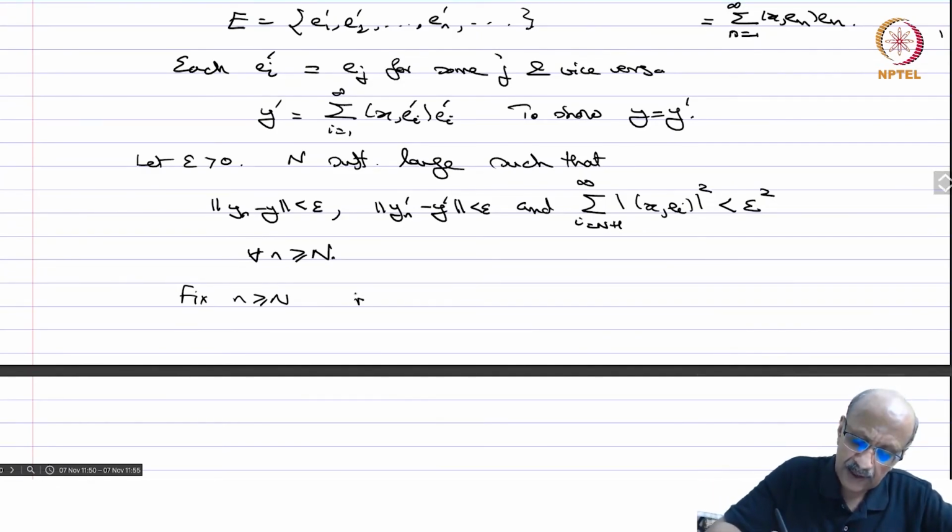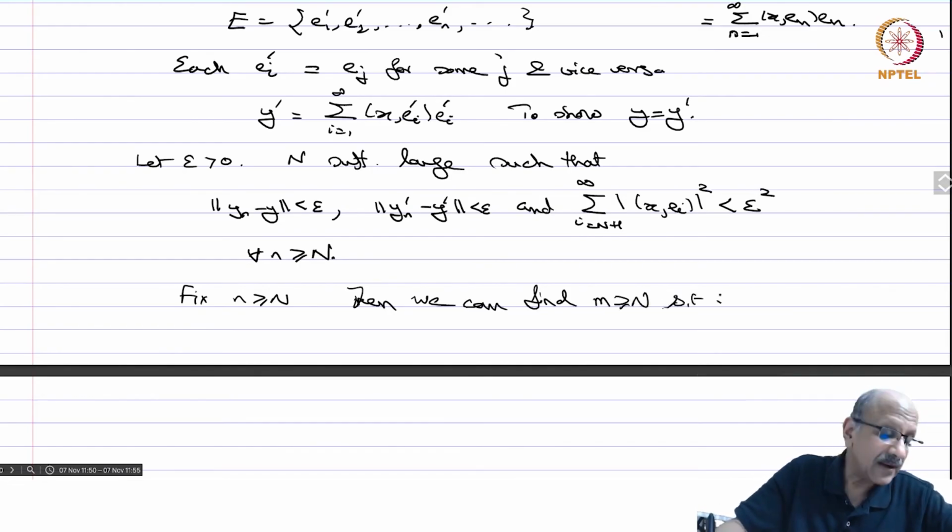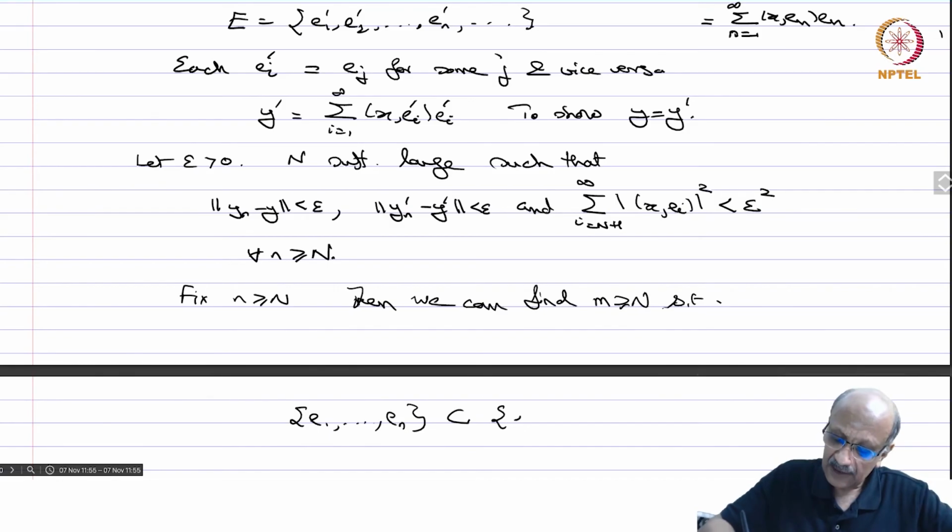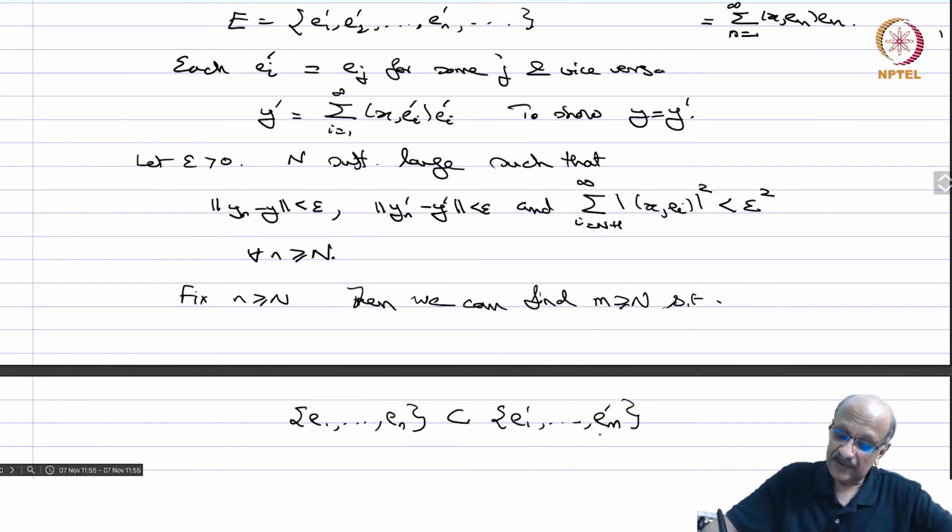Now we can find m greater than or equal to capital N such that the set E1 to En is covered by E1 dash to Em dash. So for the n vectors here, I am finding a bigger set because this is a finite set and this is nothing but a renumbering of the same set, and therefore if I go far enough I should be able to cover all of them. Okay.